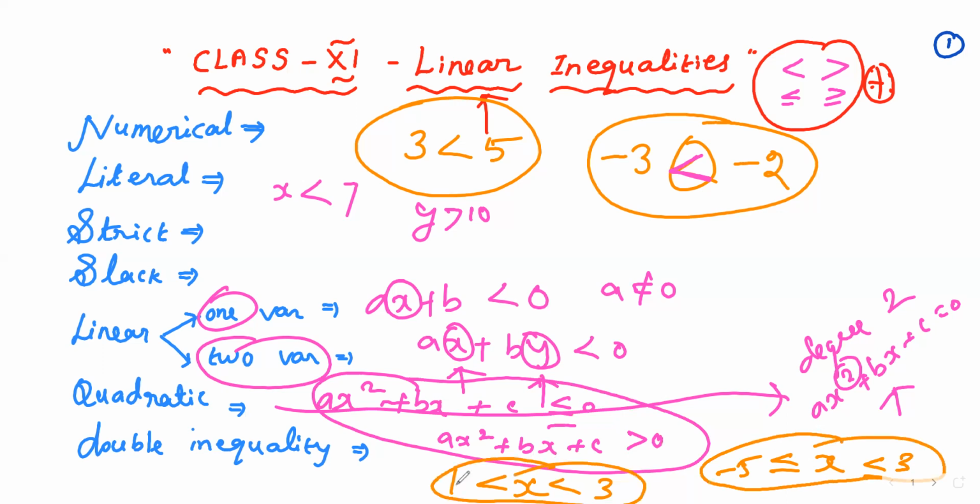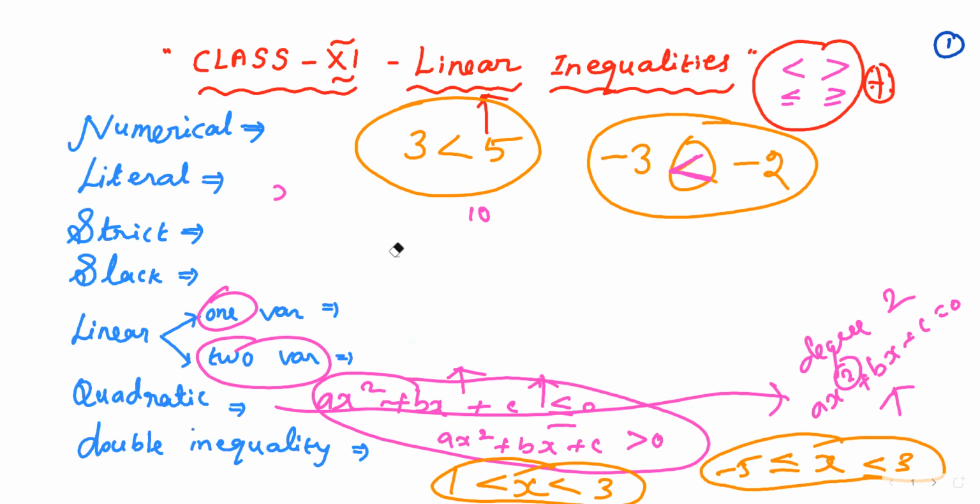What are the things we have learned till now? Numerical inequality. Literal inequality. This is the literal inequality. Strict inequalities. Slack inequality. What is that slack? Strict and slack. I think I didn't give a slack inequality example. I will write here slack inequality. What's that slack inequality?